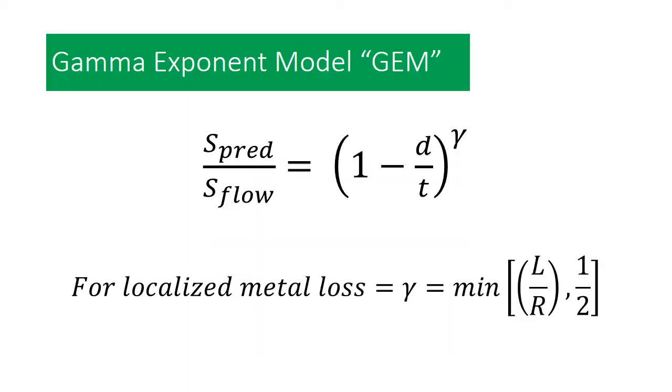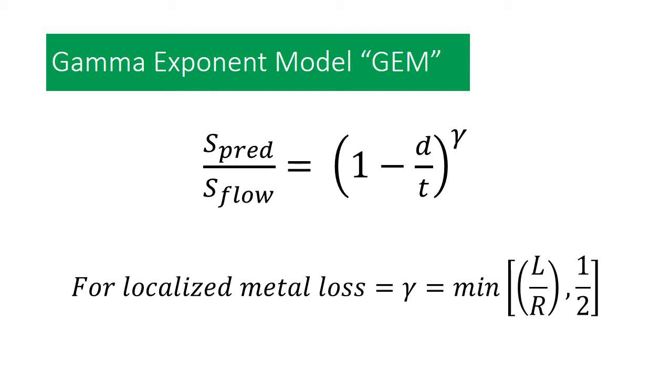Now, it can be used for both corrosion and cracking. The cracking model is a little bit more complicated. The corrosion model is very, very simplistic. So here I'll show you that. So here's the gamma exponent model, and this is specific for localized metal loss. This is not to be used for cracking, and this is not to be used for uniform wall thinning.